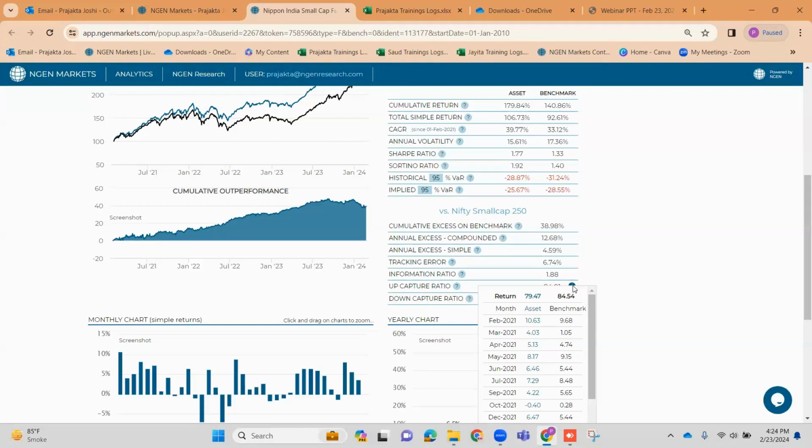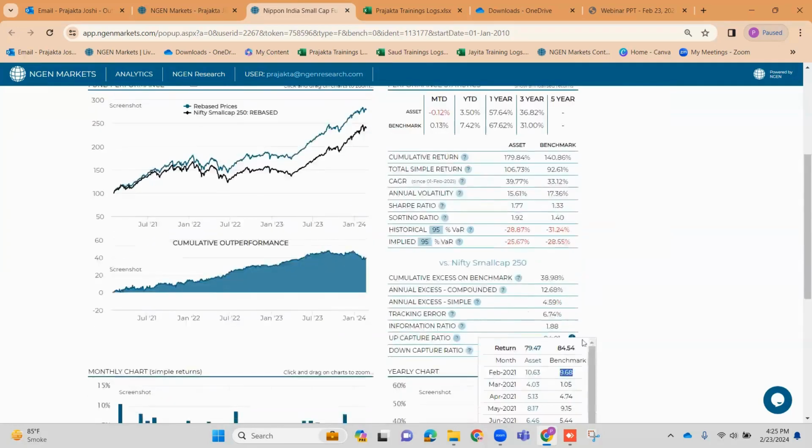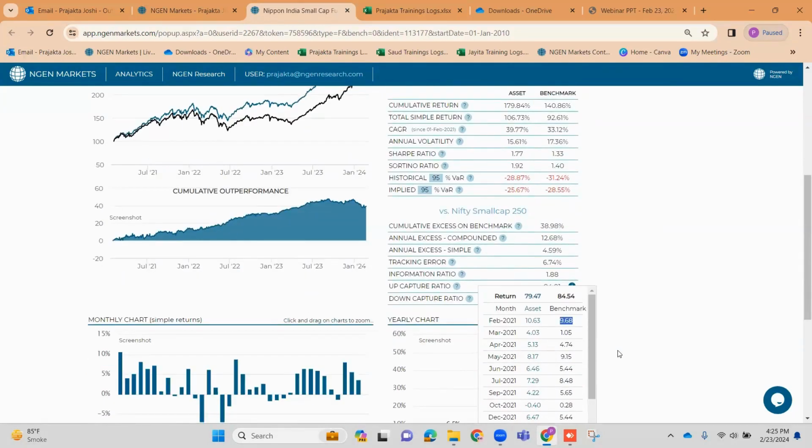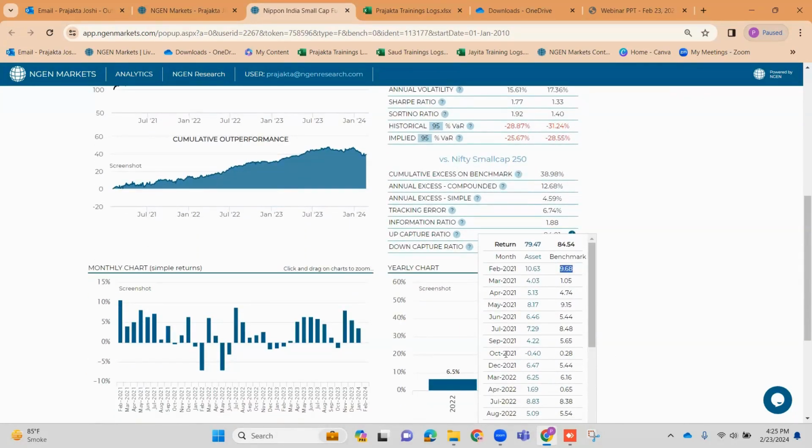Now the up capture ratio is going to give you a trend month on month when the benchmark gave positive returns. It is going to capture only those months when the fund's benchmark, in this case Nifty Small Cap 250, has clocked in positive returns. For example, in February 2021, the benchmark return was a positive 9.68% in one single month, by the way, right? And in the same month, the fund, in this case Nippon, has given a positive return of 10.63%. In this month, of course, it has outperformed the benchmark itself. On the other hand, as we keep scrolling down, we'll see October 2021 was a month when the fund's return was negative, but the benchmark actually gave positive returns.